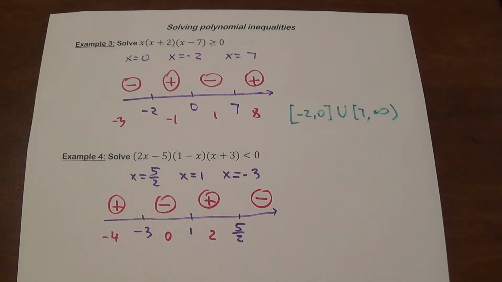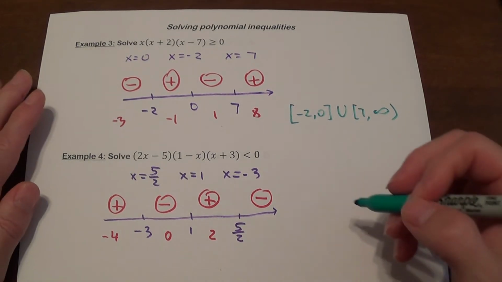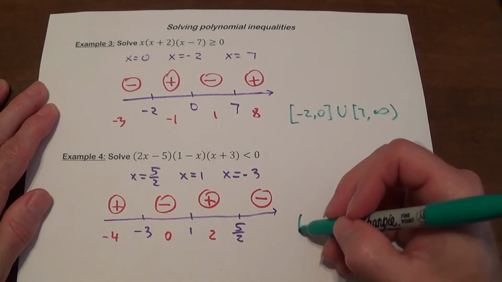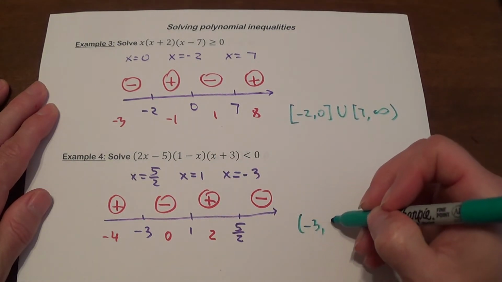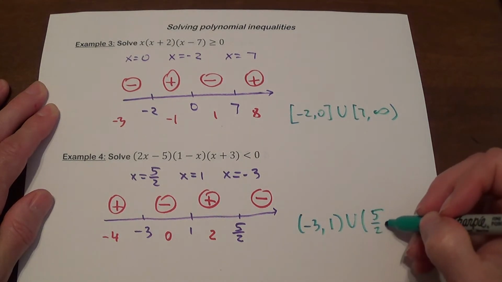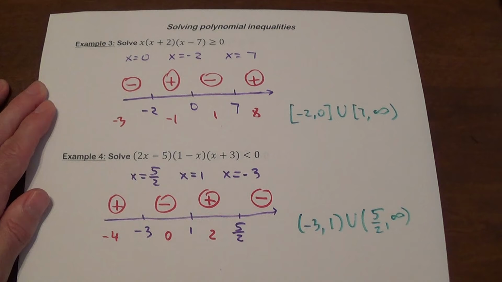Looking for that to be less than 0, strictly less. Let's make sure we address it correctly. Do not include the endpoints. Less than is going to be between -3 and 1, as well as 5/2 to infinity.